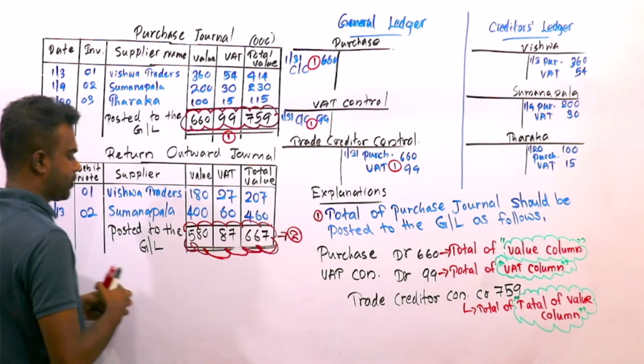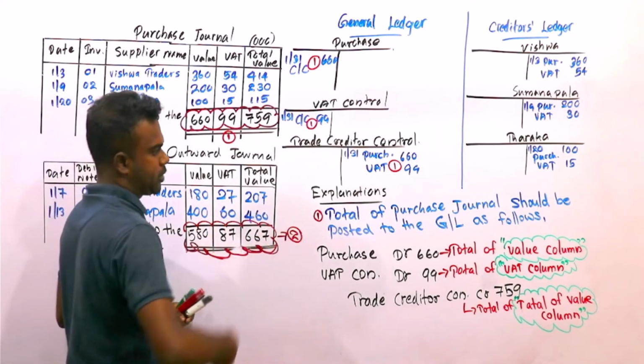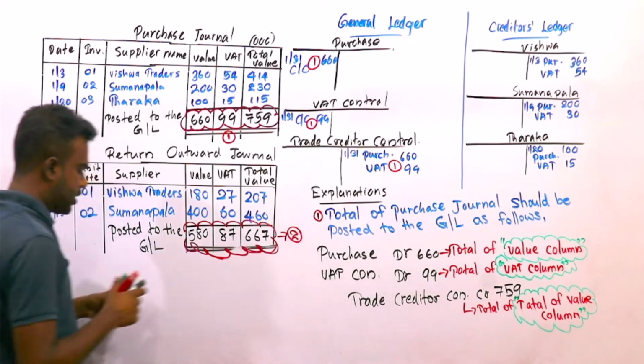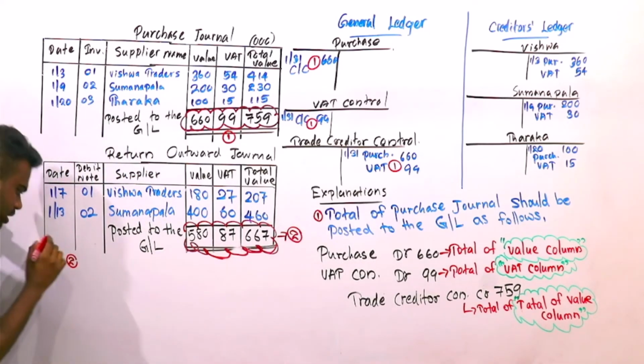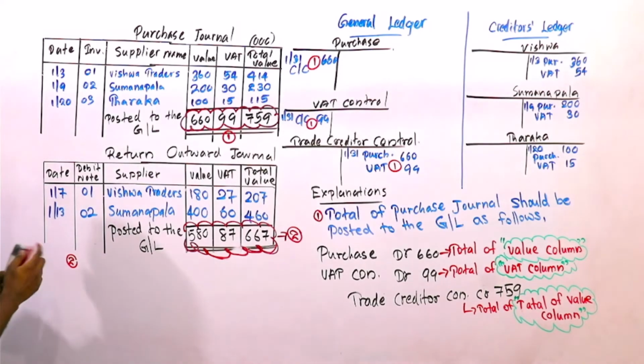Number 2. Now again move to the explanation page. Write down number 2. I will write down here. Write down totals of return outward journal.